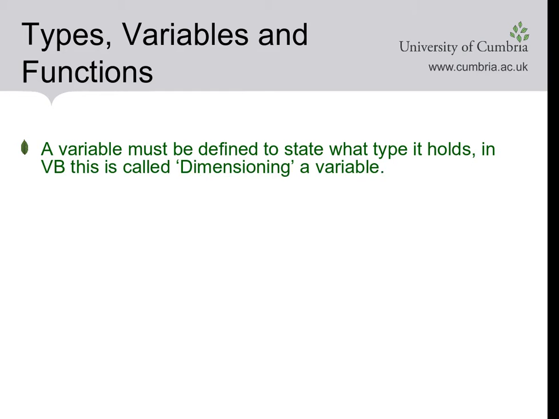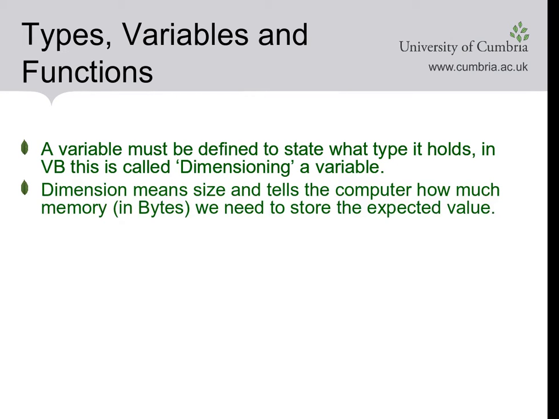So variables are data items which can change, hence the name variable, and they must be defined in most programming languages, but not all. We'll come on to that later, to state what type of data it will hold. In Visual Basic, this is called dimensioning a variable. This means sizing the variable in terms of the number of bytes of RAM that it requires in which to store its value.